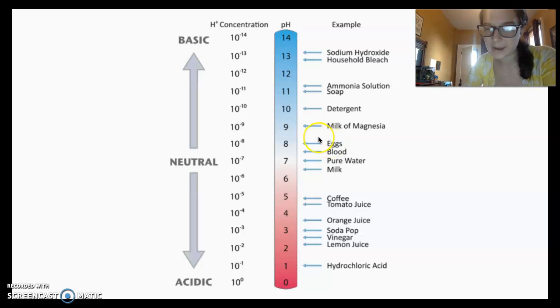I would say that Tums would be located somewhere near eggs. Tums aren't really that basic. Milk of magnesia is a lot more basic than Tums are. And again, in your higher pH zone, you have the dangerous things like detergent, soap, ammonia, household bleach, sodium hydroxide, things you don't really want to consume.